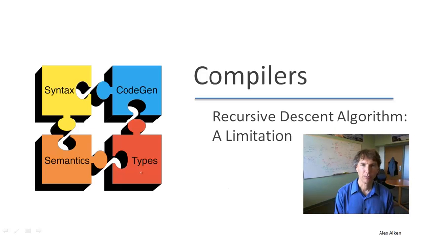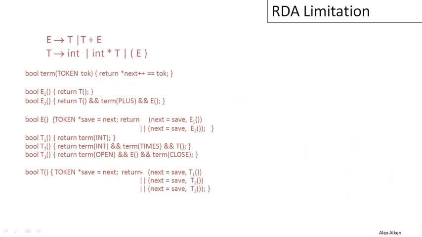In this video, I'm going to cover a limitation of the recursive descent algorithm that I presented last time. Here's the grammar from our last presentation, and here's its implementation again as a set of mutually recursive functions that together implement a simple recursive descent strategy. And now let's think about what happens when we go to parse the input int, the simplest possible input string.